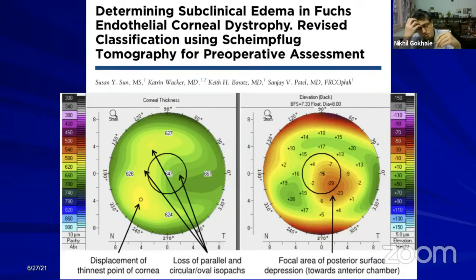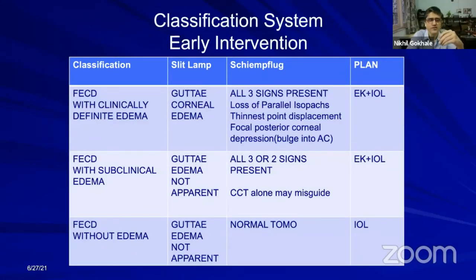Dr. Sanjay Patel showed us that tomography can be a very good tool to pick up a very subclinical stromal edema and make a better decision of whether we do a triple procedure or we do a cataract alone.